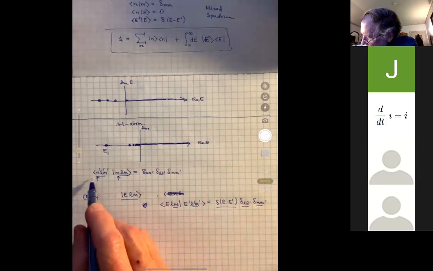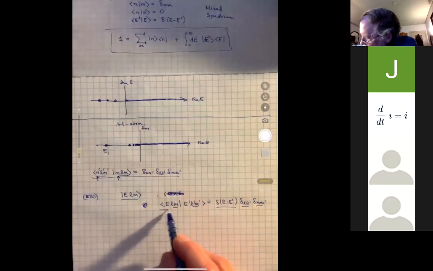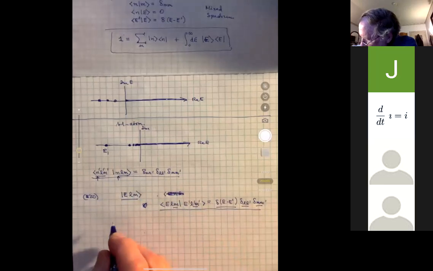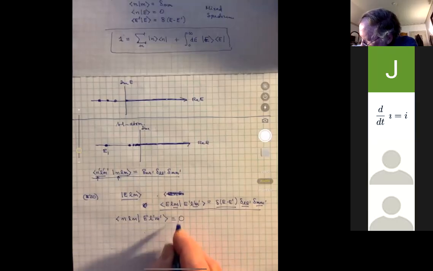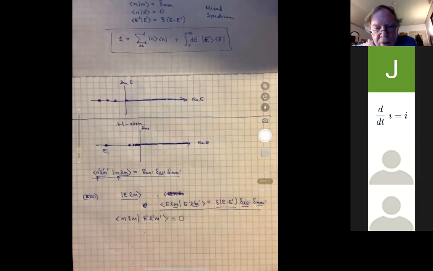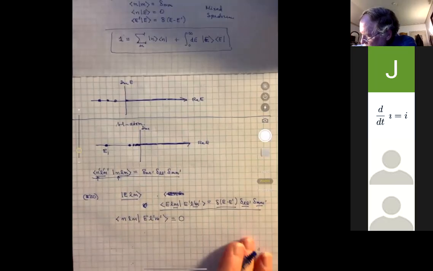So here's the orthonormality for the discrete states. Here's the orthonormality for the continuum states. And continuing with that question I was just asked a minute ago, if you take the scalar product of a bound state with a continuum state, it looks like this. Those are orthogonal. All bound states are orthogonal to all scattering states. So that's how it works out for hydrogen.